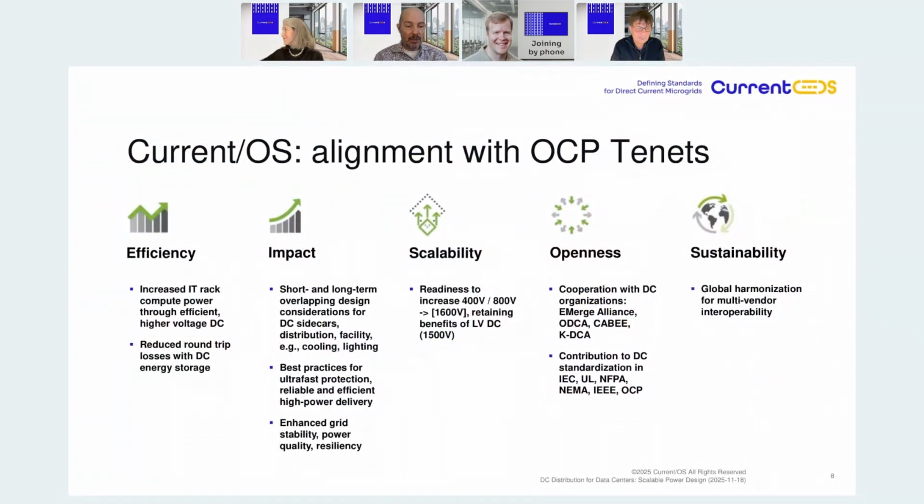So today we're going to be talking again about data centers, and I think it's important to index before we move forward in the session. We have good collaboration going on with the Open Compute Project, and we have some similarities amongst our core values as far as efficiency, impact, scalability, openness, and sustainability. These are all core values of both Current OS and OCP. So it's good to see that we're all working in the same spirit of collaboration.